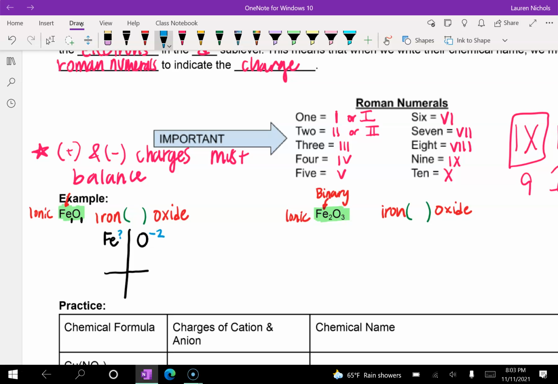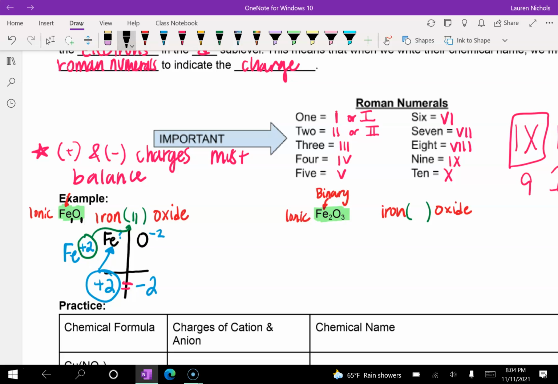So if our negative side is a total of negative two, what that tells you, because of our rule, is that the positive side and the negative side have to balance each other out. The only thing that can balance out a negative two charge is a positive two charge. And if this is positive two, it must be because of iron. So iron has a plus two charge. You take that two and turn it into a Roman numeral. So our name for FeO would be iron two oxide, because we're talking about the particular iron that has a positive two charge.